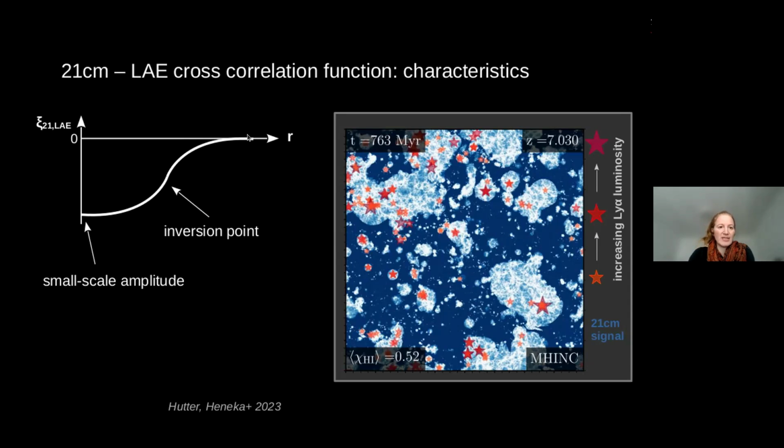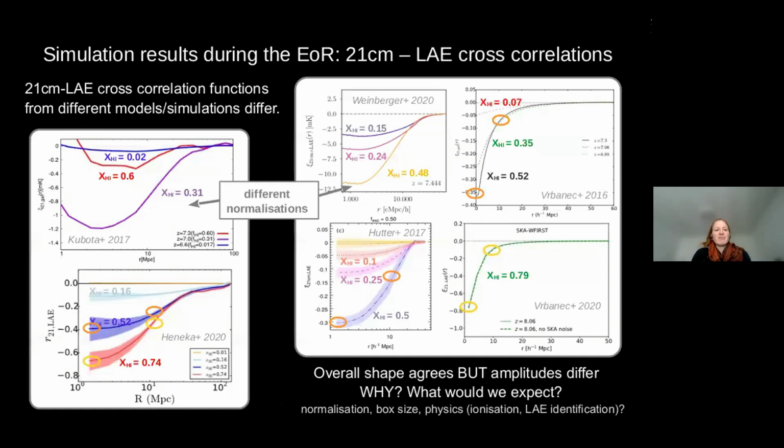And so that is the reason why at larger scales, the cross-correlation essentially becomes zero. It's not correlated anymore. Okay, so if you look at this shape and you look at different reionization simulations, you will find a lot of simulations have predicted very similar shapes.